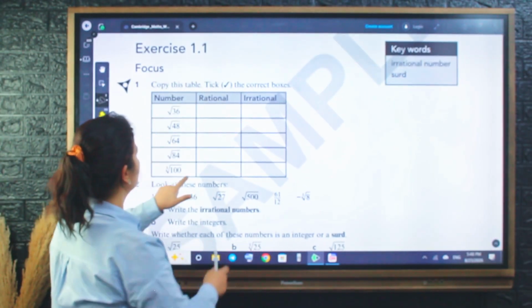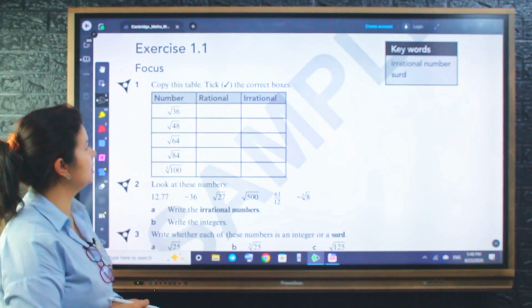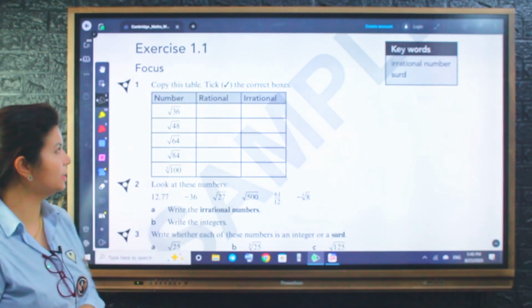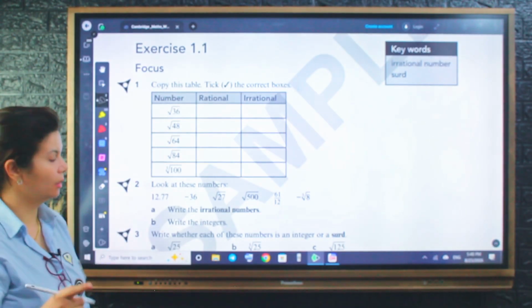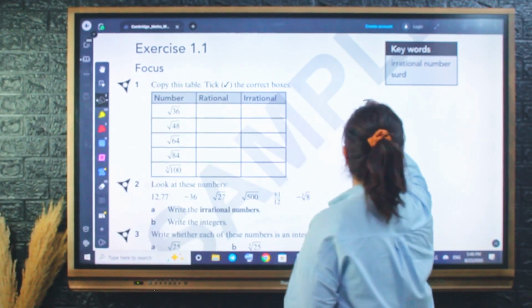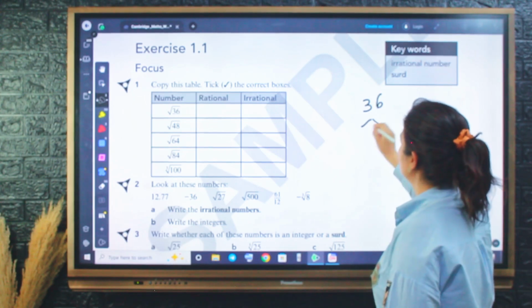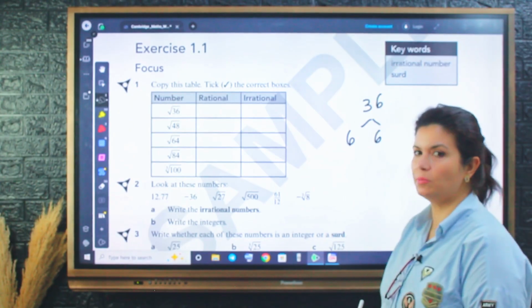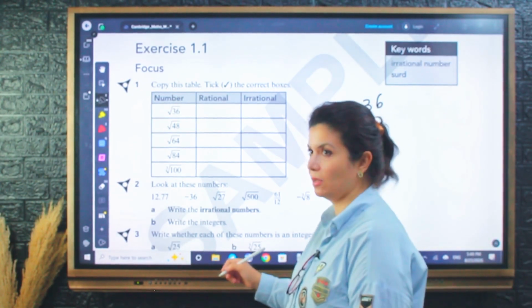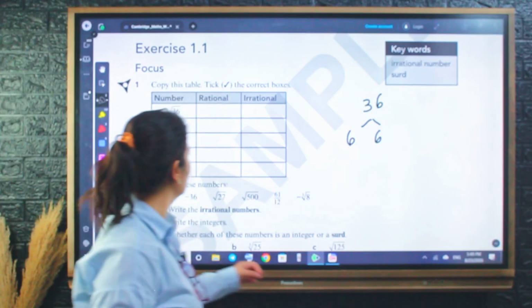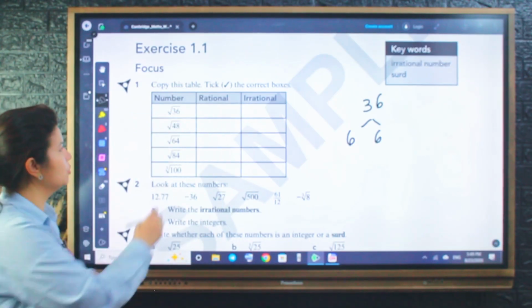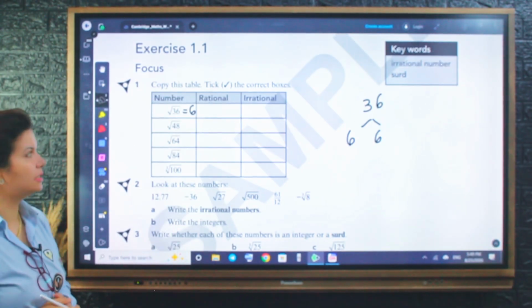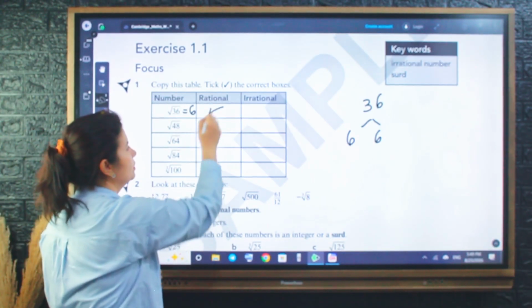Look at this table. Here we have the square root of 36. Can we get 36 out of the root? Yes, right. Let's factorize 36. 36 is 6 times 6. This means the square root of 36 equals 6. So we can break down the root here to be 6. So the square root of 36 is a rational number.